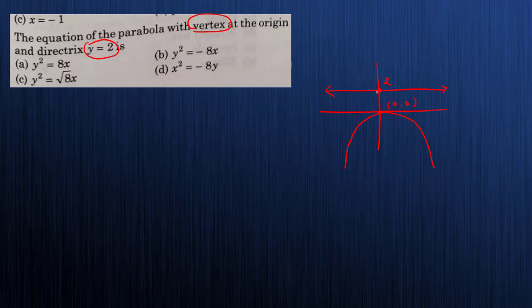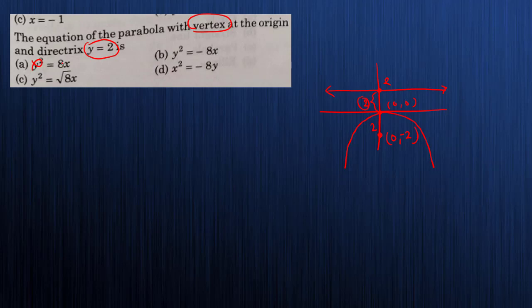Now see, this distance is 2, so the focus distance should also be 2, this 2. So what is the coordinate of the focus? It is 0, -2, because you are moving below the origin. So 0, -2 should be the focus. So what do you think the equation of this parabola is? First of all, tell me whether this is a negative parabola or a positive parabola. It is on the downside, so it is a negative parabola.